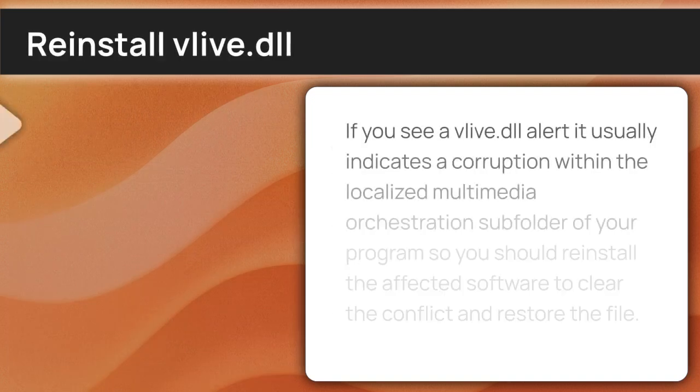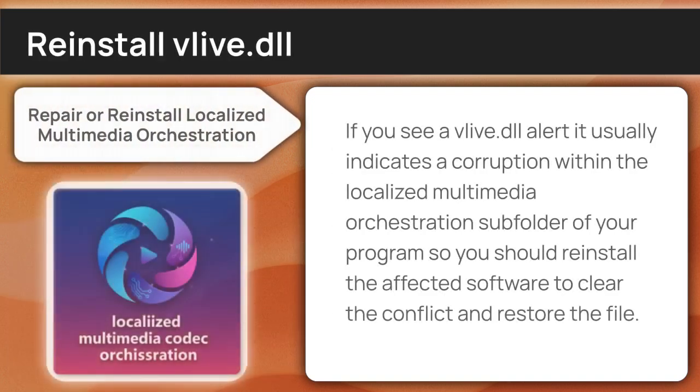If you see a Vlive module DLL alert, it usually indicates a corruption within the localized multimedia orchestration subfolder of your program, so you should reinstall the affected software to clear the conflict and restore the file.